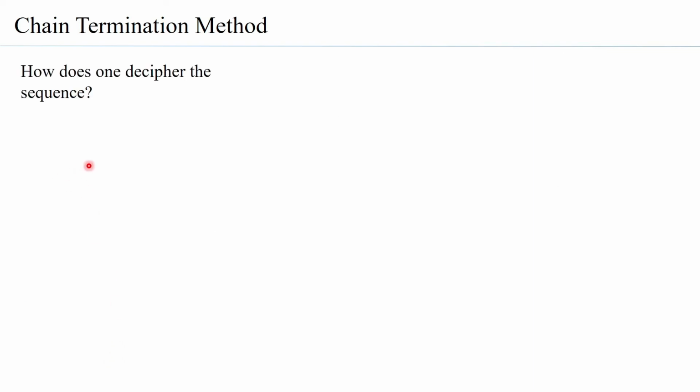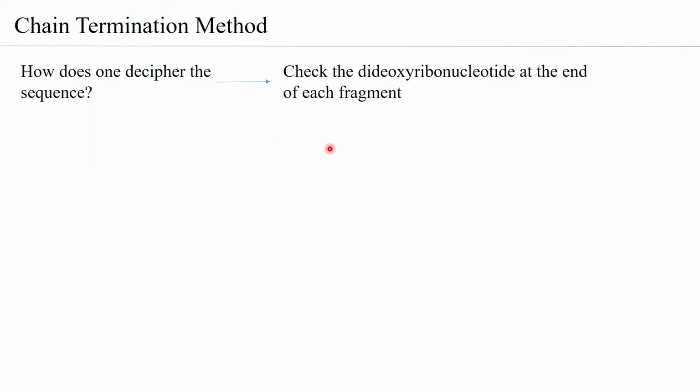Now, how does one decipher the sequence? Okay, so the reactions have been carried out. Now is the time to actually analyze these different fragments and find out the sequence. So how is it done? Therefore, for every fragment, if one checks the dideoxyribonucleotide, then you kind of get an answer.